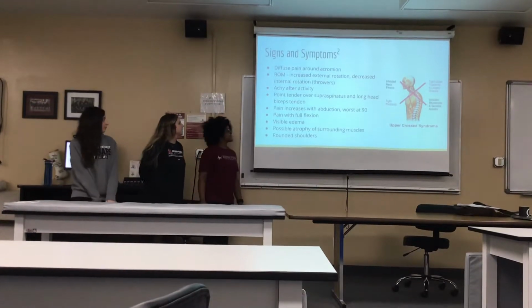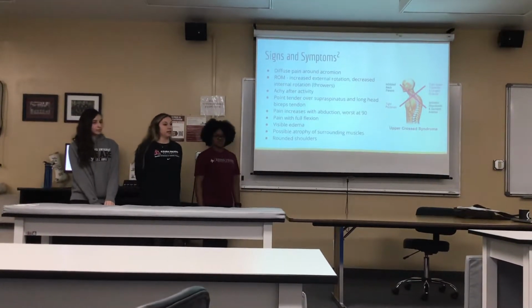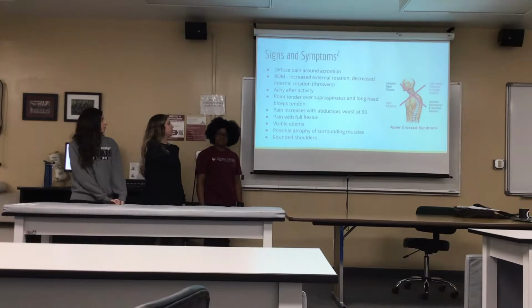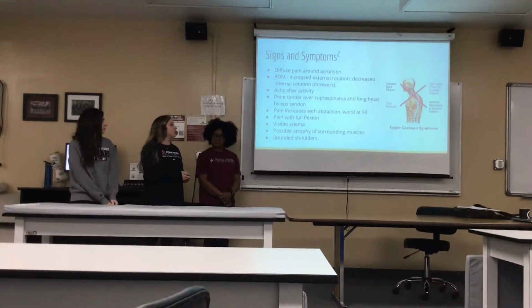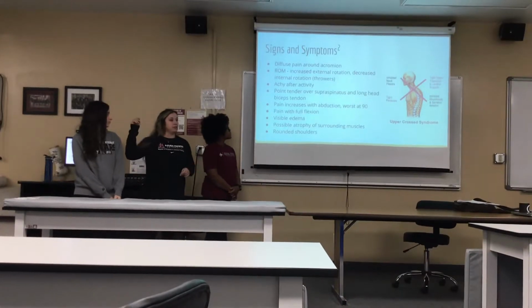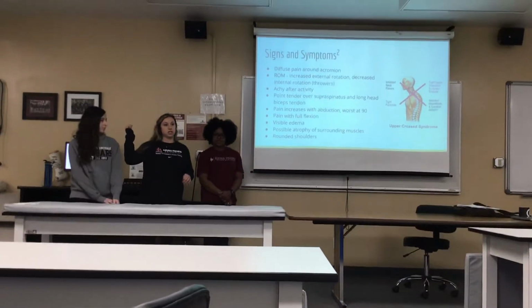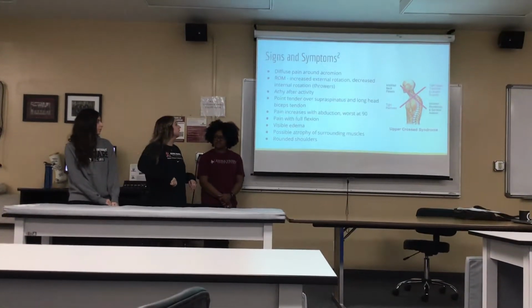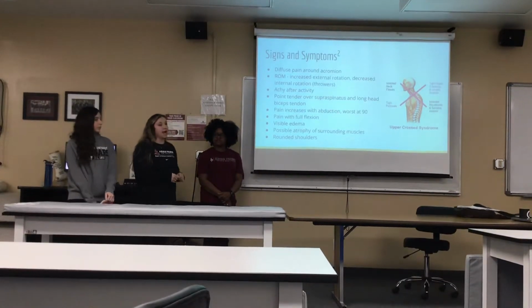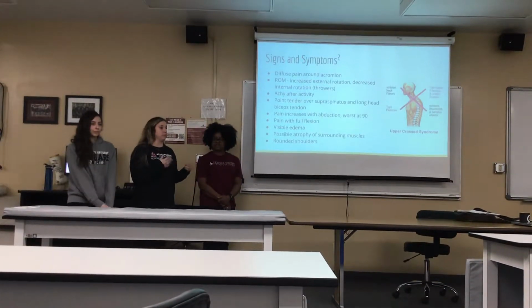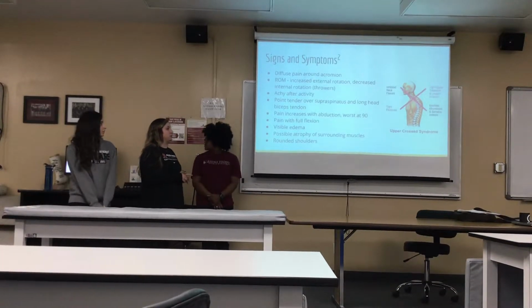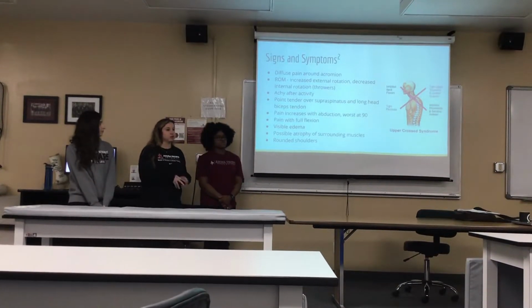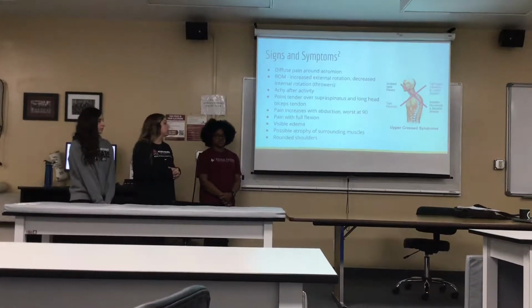Some of the signs and symptoms: they're going to have diffuse pain, mostly anterior or around the acromion. For range of motion, overhead athletes will usually have an increase in external rotation and a decrease in internal rotation. They will be achy after the activity. Sometimes if you warm them up enough, they can decrease their pain. There's point tenderness over the supraspinatus and long head of the biceps, so if you palpate anywhere, it's probably pretty tender.